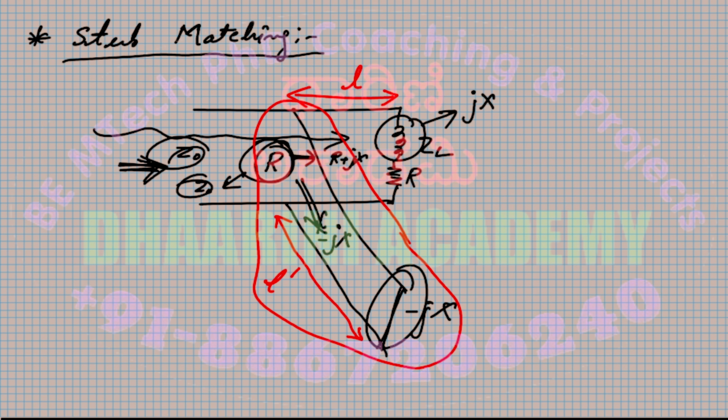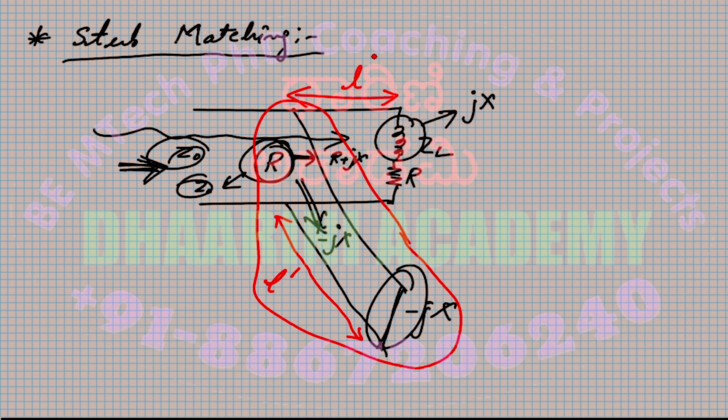Okay, so two parameters we need to find. What are the two things we will count? First one is the position of the stub from the load. That is L. And at that position, I'm going to put a stub of length L dash. So these are the two things we need to calculate for matching. So this is stub matching.